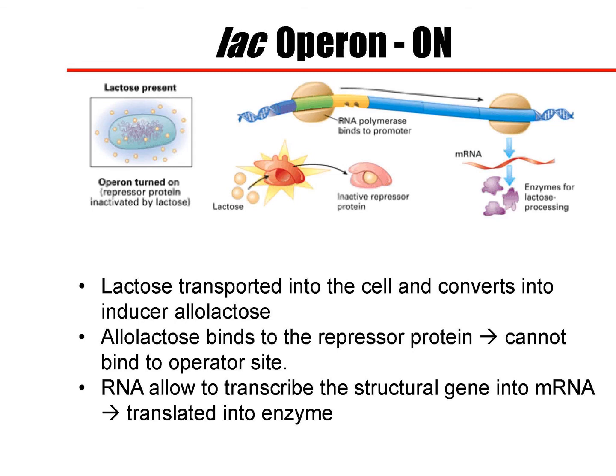This allolactose actually binds to the repressor protein. When it binds to the repressor protein, the repressor cannot bind to the operator site, leaving the site free. Now the RNA polymerase can bind to the promoter and run through the DNA, which allows the transcription of the DNA into mRNA, and then the mRNA will produce protein that encodes the enzymes for lactose processing.